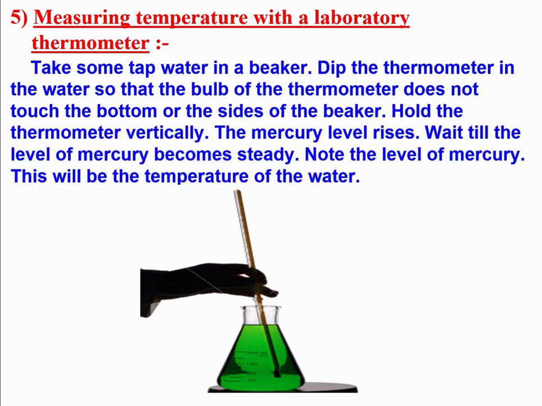Measuring temperature using laboratory thermometer. Take some tap water in a beaker. Dip the thermometer in the water so that the bulb of the thermometer doesn't touch the bottom or the sides of the beaker. Hold the thermometer vertically. The mercury level rises. Wait till the level of mercury becomes steady. Note the level of mercury. This will be the temperature of the water.